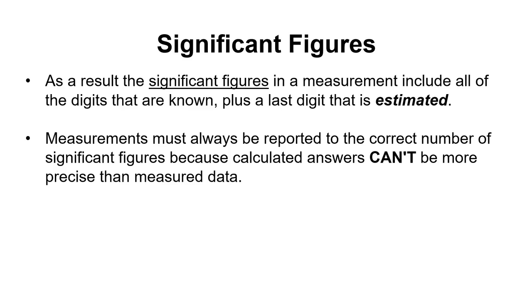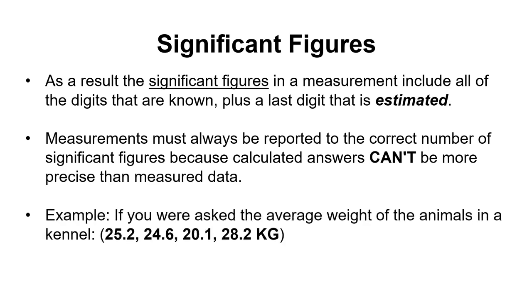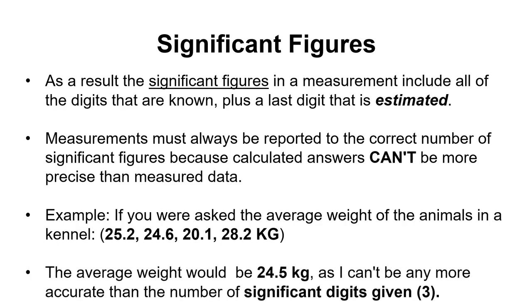So, when we do measurements, we must always report to the correct number of significant figures. Example, if you are asked the average weight of the animals in a kennel, which are 25.2 kilograms, 24.6 kilograms, 20.1, 28.2, the average weight would be 24.5 kilograms.